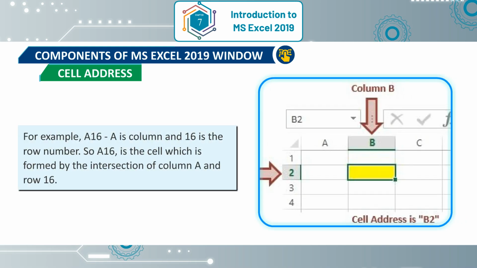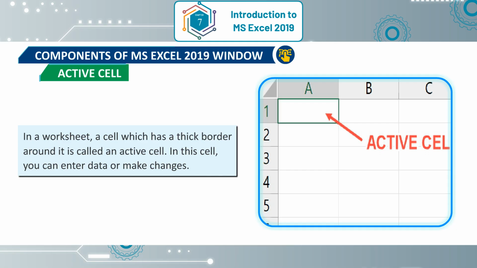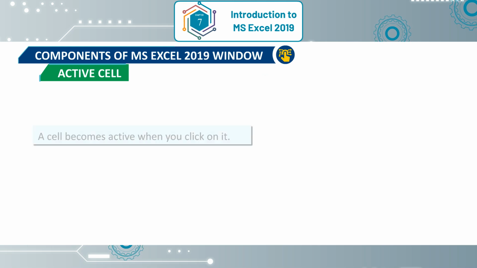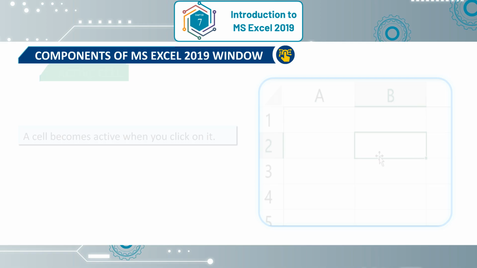For example, A16 means A is the column and 16 is the row number. So A16 is the cell formed by the intersection of column A and row 16. Active cell. In a worksheet, a cell which has a thick border around it is called an active cell. In this cell, you can enter data or make changes. A cell becomes active when you click on it.